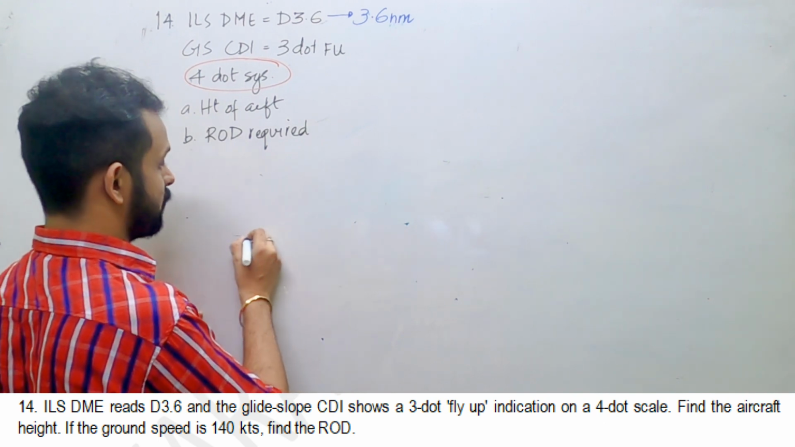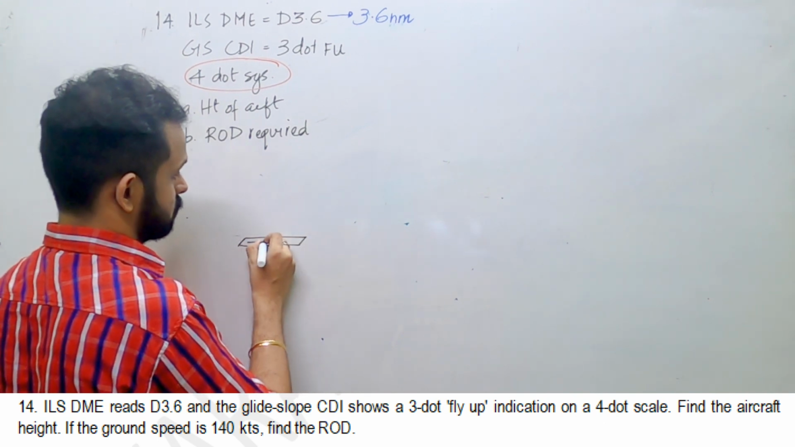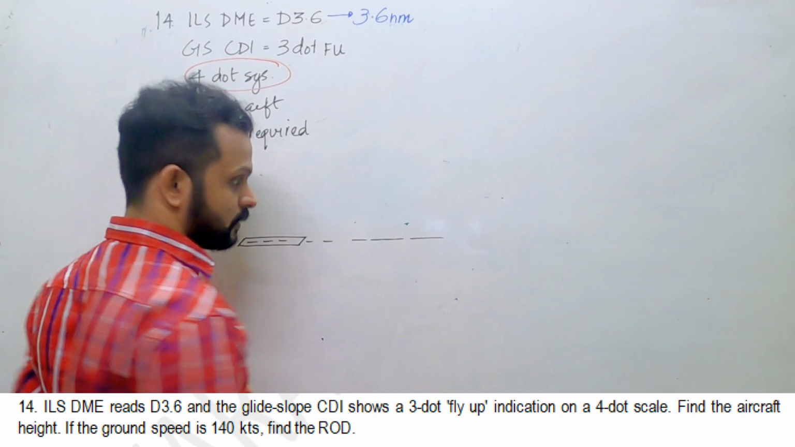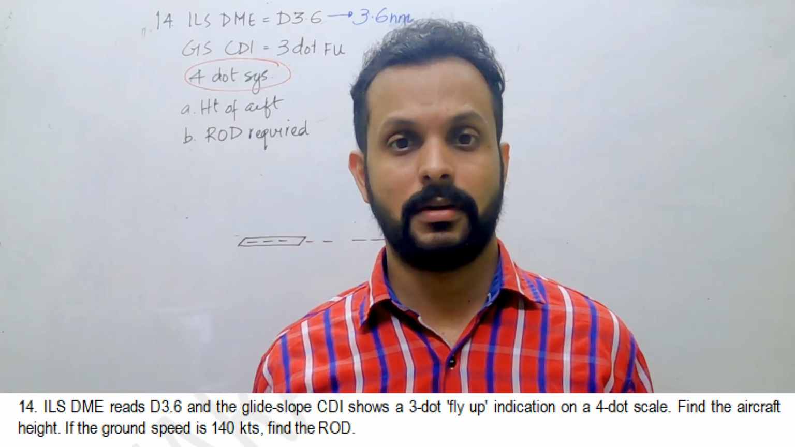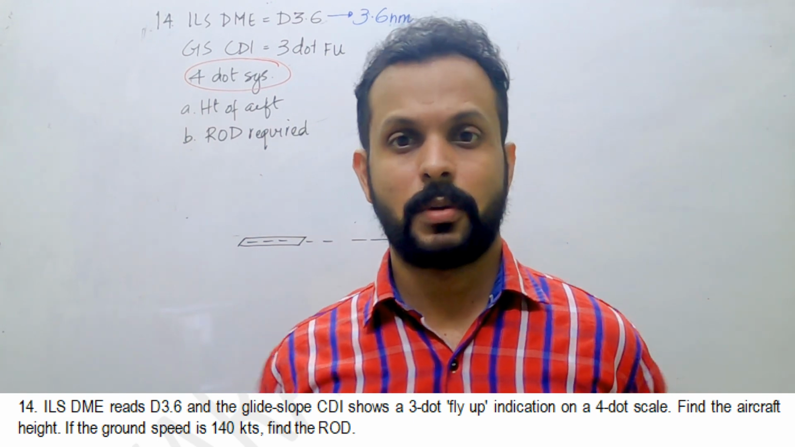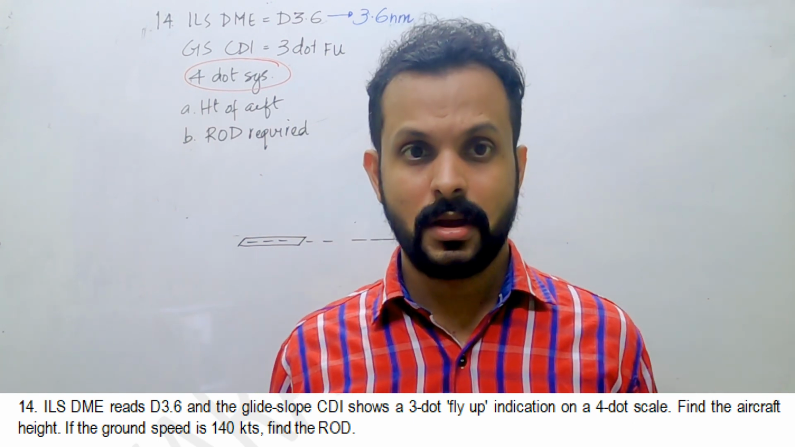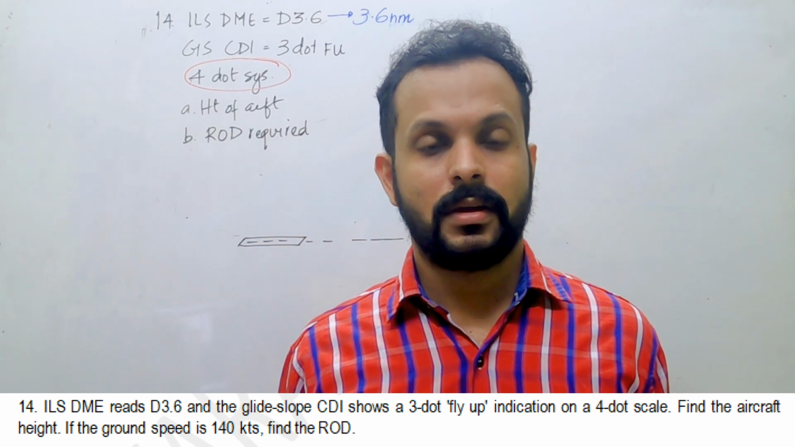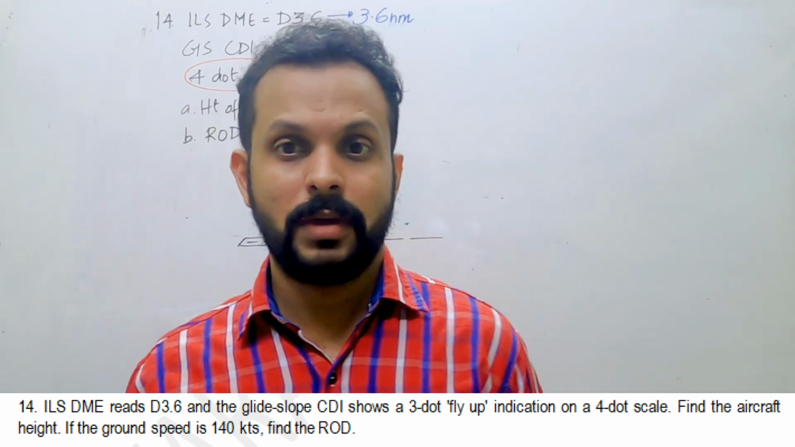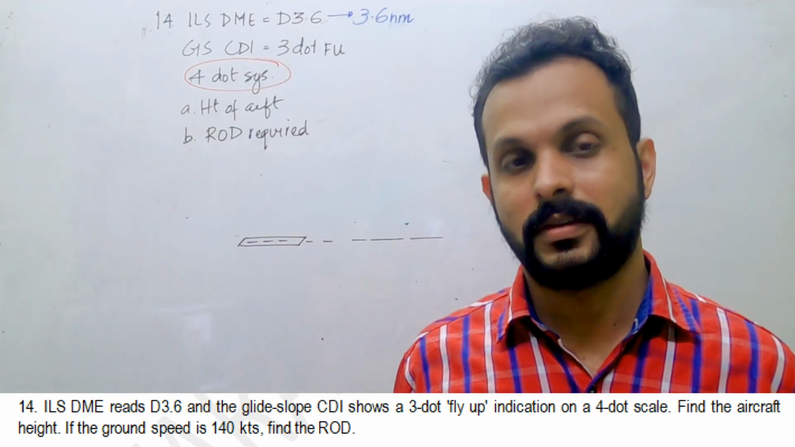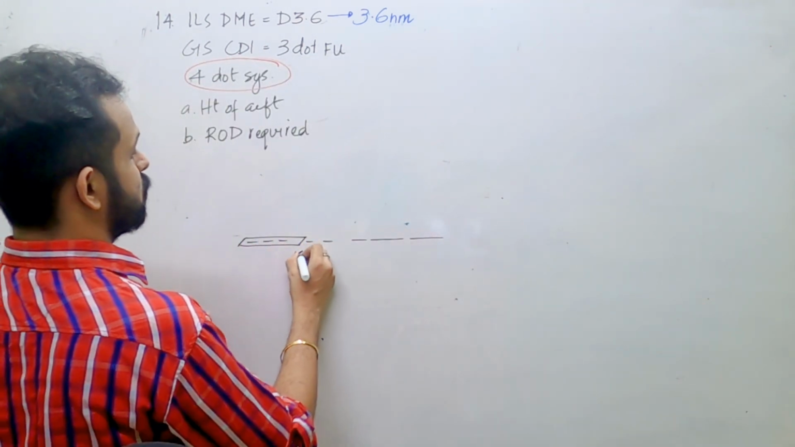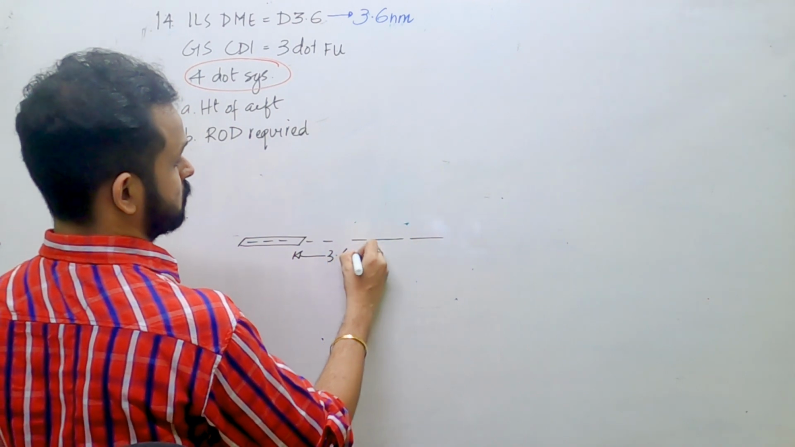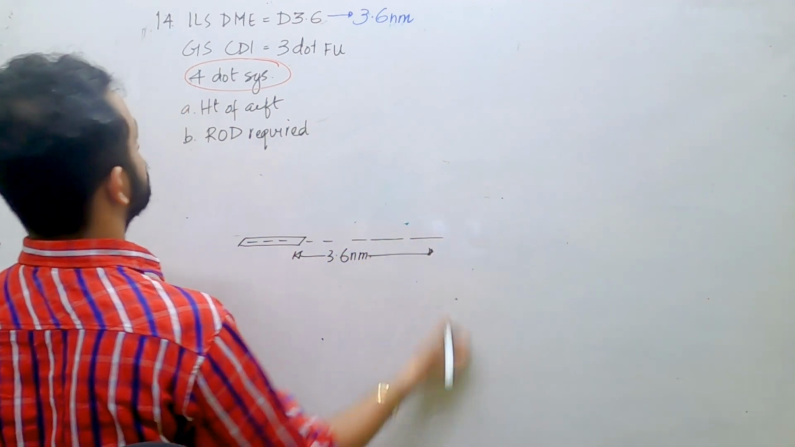So let's bring the diagram in. For such questions you need not draw the diagram for the exam, but the reason I am drawing a diagram for every single question is for you to see it 10 times and understand it in such a way that you should be able to eventually do it without drawing the diagram. So looking at the range here, the range is 3.6 nautical miles.